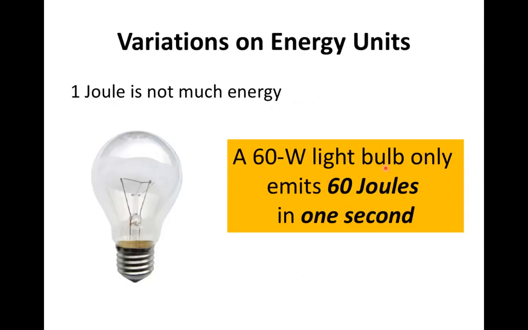Now if we're going to be working with energy for this whole unit of study, we'll need to be comfortable converting energy units. So let's talk about 1 joule. 1 joule, which we talked about as a Newton meter, is not much energy. A 60-watt light bulb only emits 60 joules in 1 second. So that's what 60 watts means: it's the number of joules in a second of light emitted. So 1/60th of a second out of a light bulb is 1 joule. That's not very much energy.